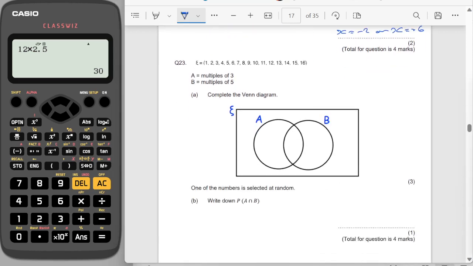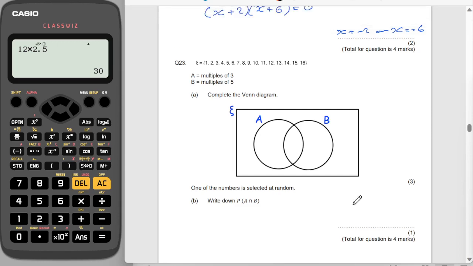Right, question 23, complete the Venn diagram for universal set of numbers 1 to 16. We've got multiples of 3, multiples of 5, and then all other numbers. So we could go down them individually. If I think, first of all, what are multiples of 5 and multiples of 3? In that list, there's only 15. I'm then going to do the rest of the multiples of 5. So we've got 5 and 10.